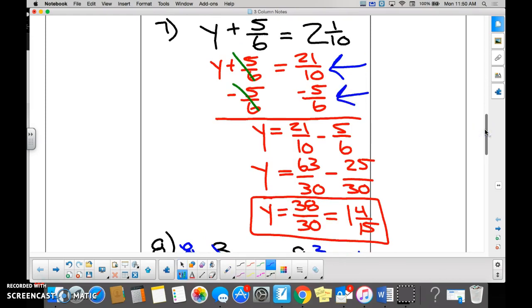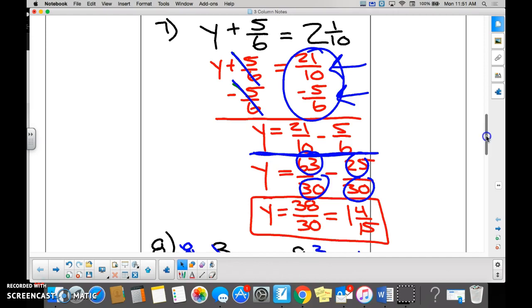Now, I want to see this step, you guys. We've got y equals, once we cancel this, 21/10 minus 5/6. You have to find common denominators, and I want to see that. So that's why we wrote the new problem in this manner. 21/10 minus 5/6. We got a common denominator, which gave us our equivalent fractions. We did our math, and we're good to go from there. Those are the steps I want to see. Number 8.